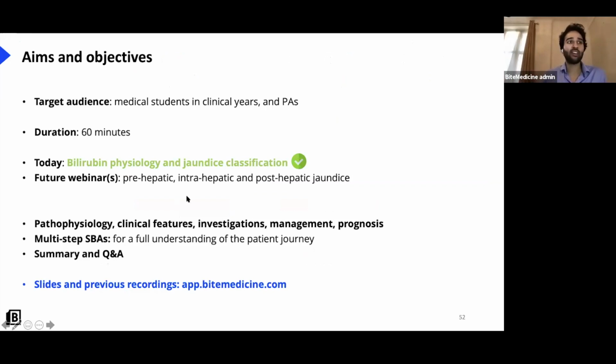And then we're going to go into more detail next week and maybe the week after as well, into the nitty-gritty of pre, intra, and post-hepatic jaundice.